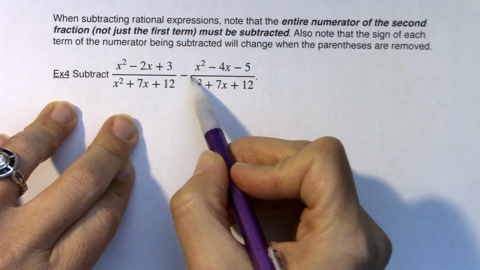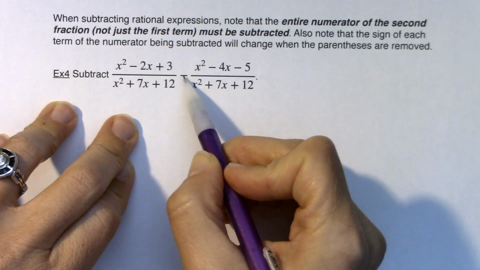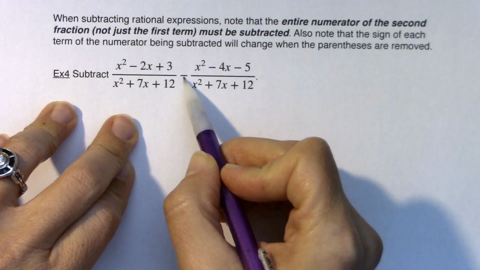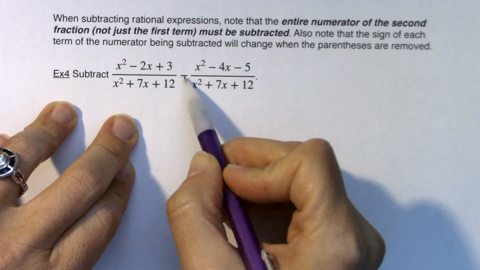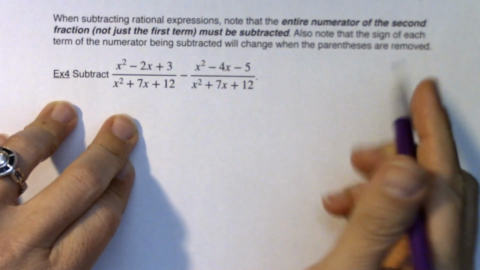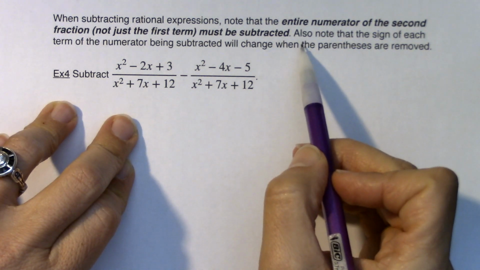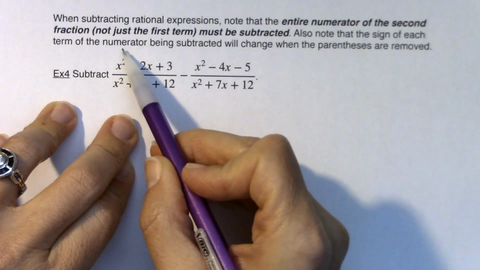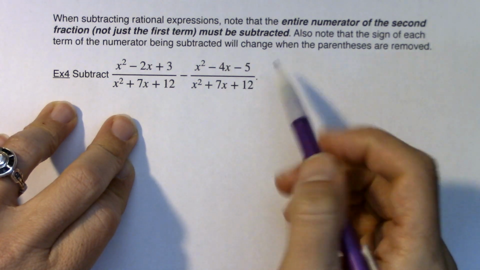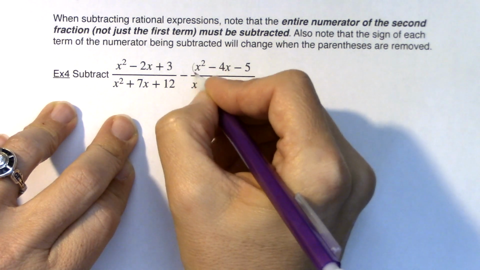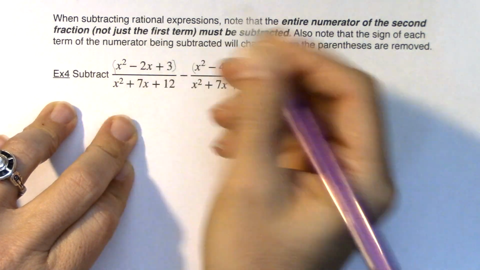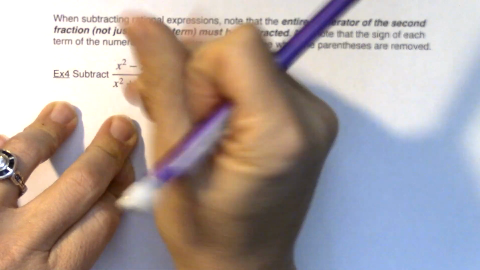So what that means is not only do I need to subtract the x squared, I need to distribute the subtraction to the negative 4x and then this subtraction to the negative 5. So ultimately I'm going to have negative x squared plus 4x plus 5, but I'll write that out in just a moment, all right? So essentially the sign of each term in the numerator being subtracted will change when the parentheses are removed. And you're like, what are you talking about with parentheses? Imagine there are parentheses protecting these trinomials.